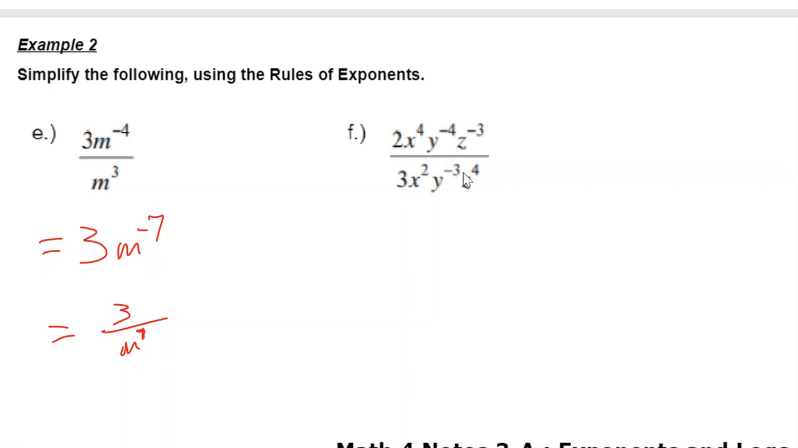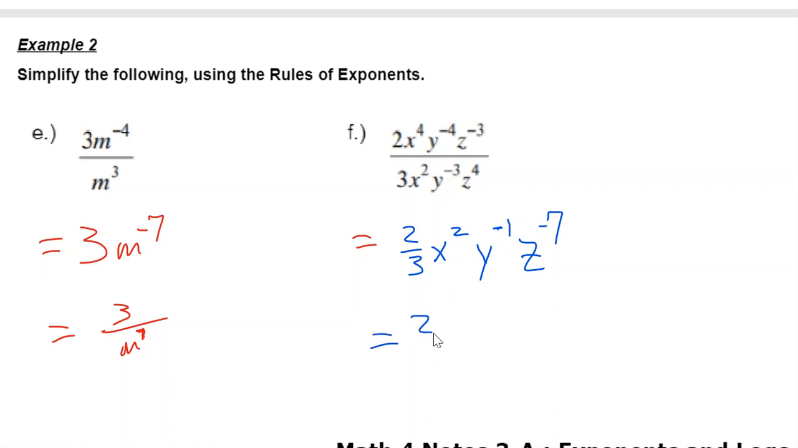Now I'm going to play the same game here. I'm going to have 2/3, and then I'm going to have x to the 4 minus 2. I'm going to have y to the -4 minus -3. That's like +3. -4 plus 3 is y to the -1. And then here, -3 minus 4, that's -7, really.